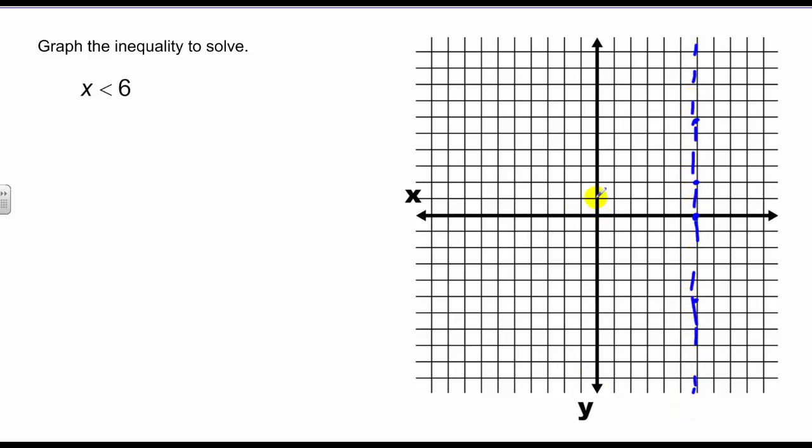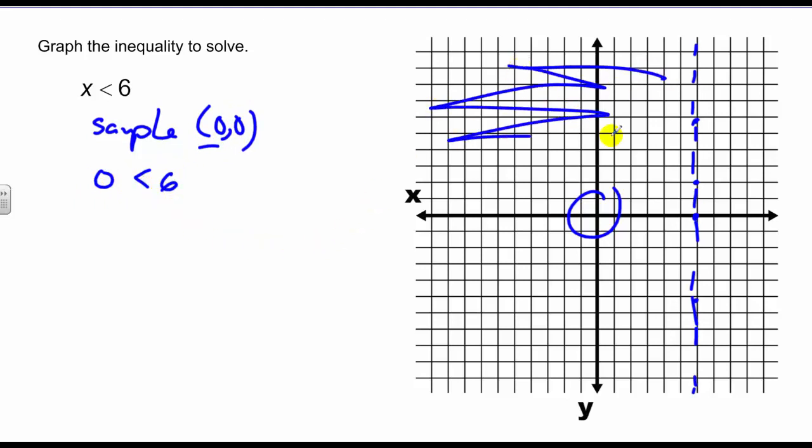And then I have to pick a sample point. I'll pick a sample point once again, 0, 0. But all I have to use in this case is the x value. So I'm asking, is my sample 0, 0, is 0, because that's my x value, less than 6? The answer is true. So I'm shading everywhere in this direction.